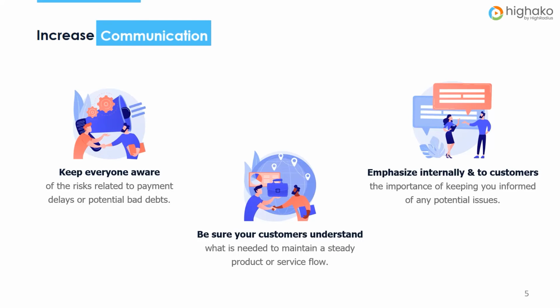Be sure your customers understand what they need to do to maintain a steady flow of product or the services that your company offers. What are your expectations in terms of adherence to your credit lines and your credit terms? Emphasize internally and to your customers how important it is that they keep you informed. If your salespeople are out at an account and they hear of a layoff, or they hear that a customer has lost one of their major accounts, this could really be useful information to you.